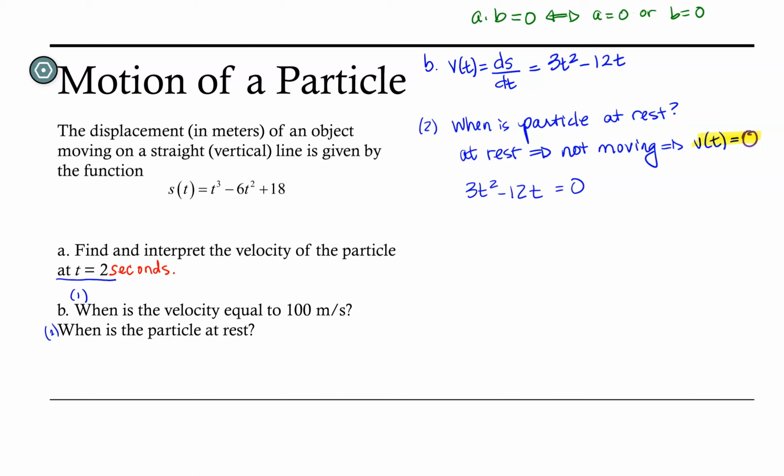We can factor that. A common factor in both terms is 3t. And when we factor that, that leaves us with t minus 4 as our second factor. That equals 0. The solutions to that equation occur because either 3t equals 0 or t minus 4 equals 0. So t either equals 0 or t equals 4. So when is the particle at rest? The particle is at rest at t equals 0 seconds or at t equals 4 seconds.